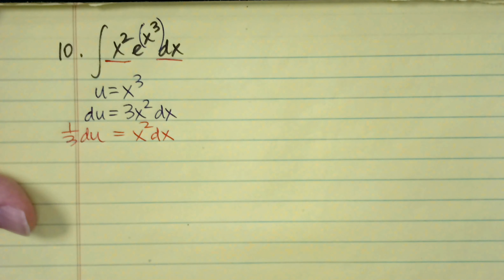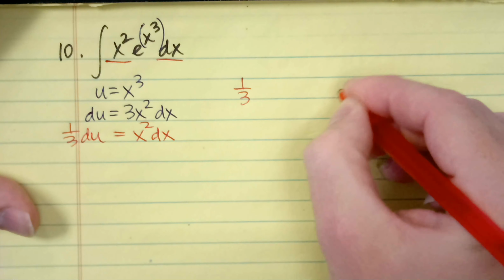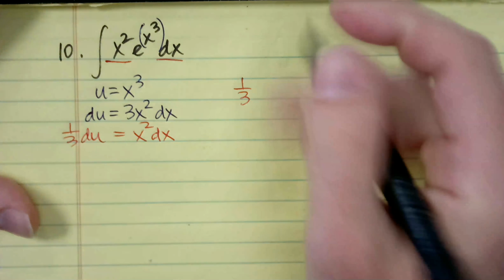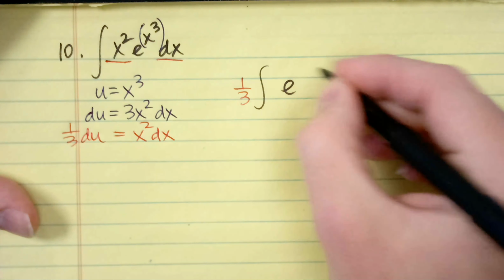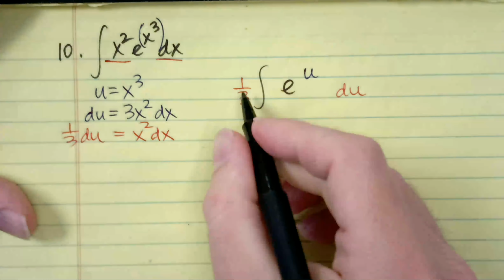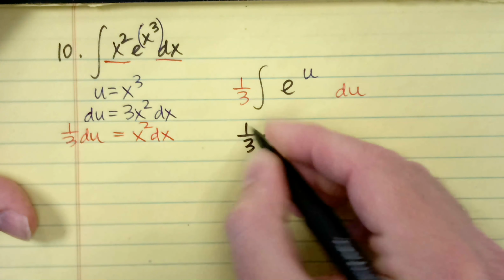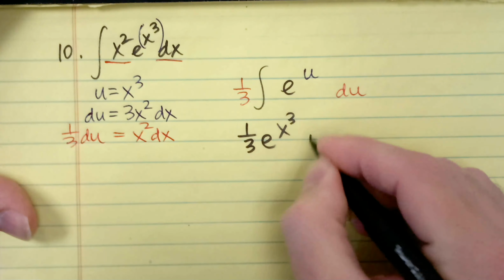Okay. And so now that x squared and dx becomes a 1/3 and a du. I'm still integrating e to the power of something, but that something became u. That makes our integral much simpler. So the antiderivative of e to the u is e to the u. So this is 1/3 e to the x cubed plus c.